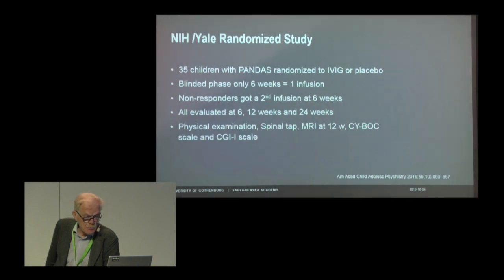The Yale randomized study, they also gave only 1 infusion and had a blinded phase of only 6 weeks. There were 35 children, so 18 got immunoglobulins and 17 placebo. But the non-responders all got a second infusion at 6 weeks, and they were all evaluated at 6, 12 weeks and a half a year. And also here a lot of scales used to find the effect.